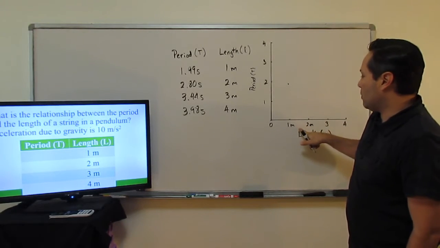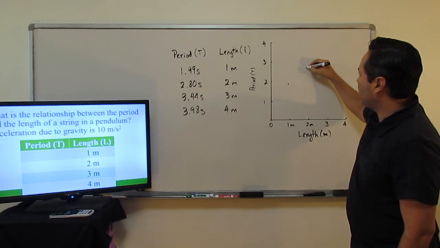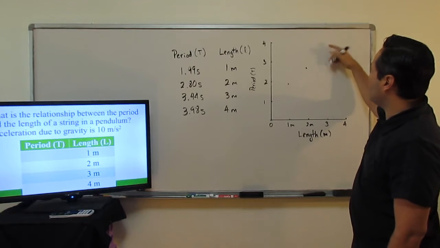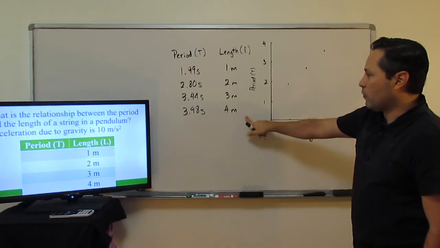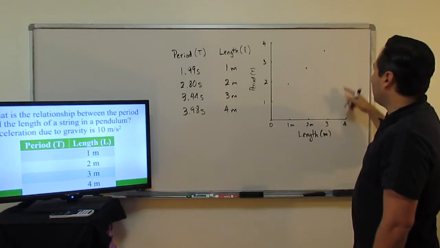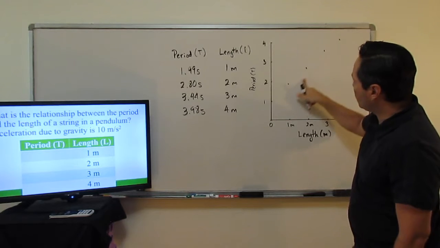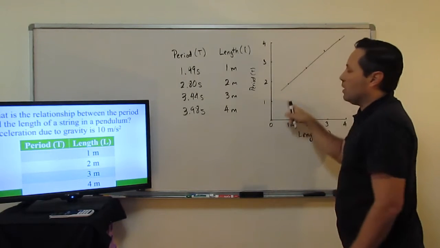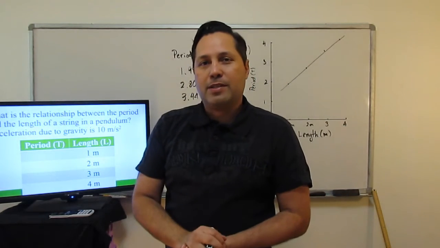The 2 meters is going to be 2.8. So it'll be somewhere over here. At 3 meters, it'll be 3.44. So it'll be somewhere approximately here. And finally, at 4 meters, it'll be 3.98. 4 meters somewhere around here. And you can see a straight line, so we do a best fit line. And you see that linear relationship, yeah, they are directly proportional. Alright, so that takes care of this problem.